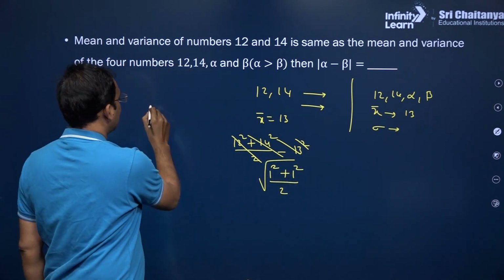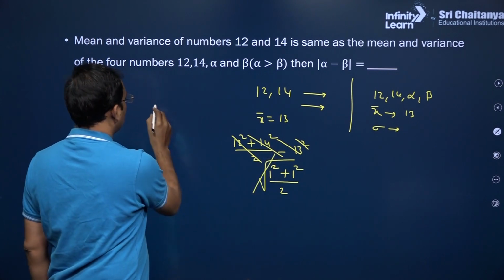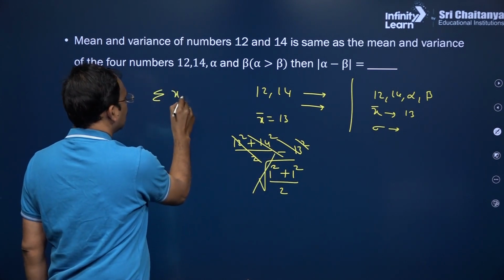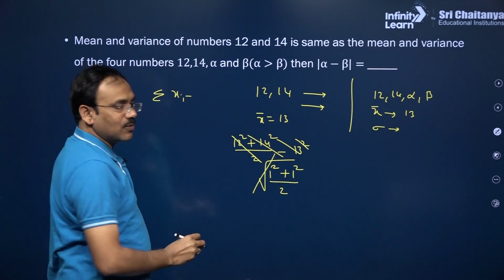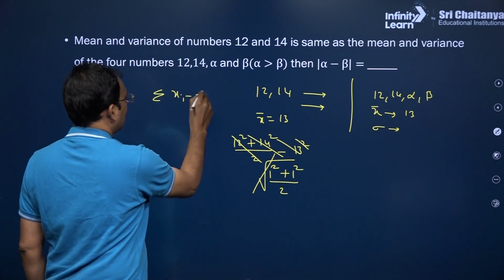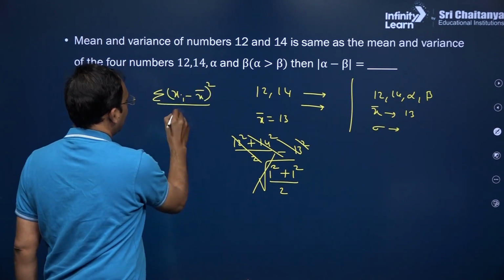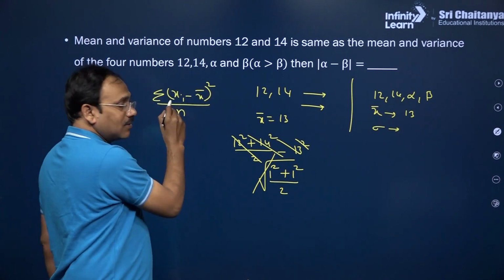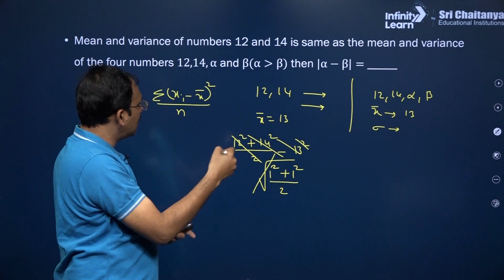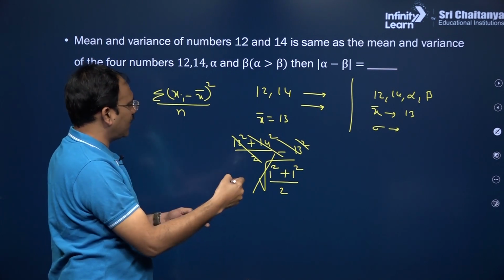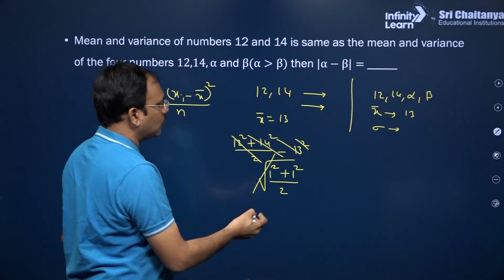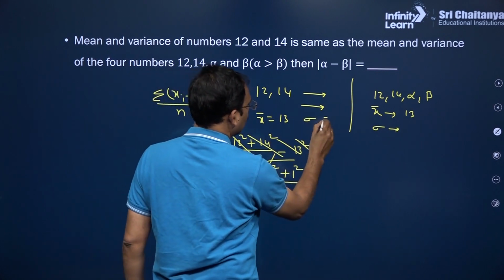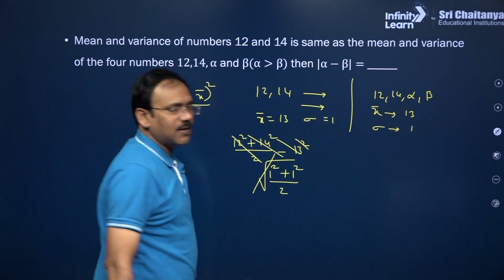Because for standard deviation, of course variance means the square root will not be there. Sigma is the square root of the sum of (xi minus x bar) whole square by n, which is the standard deviation. After finding the mean, you find the deviations from the mean, the sum of the squares of deviations by n, that is 2 by 2. The standard deviation here is 1. Here it should also be 1, my dear friends.